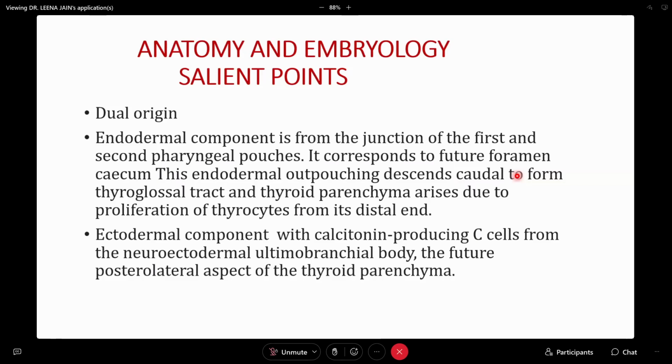It is the future foramen cecum, which is the origin of the thyroglossal duct. When the thyroglossal duct persists, it is a tract running from the foramen cecum to the isthmus of the thyroid gland. The other component constitutes the majority of the calcitonin-producing C cells, derived from the ultimobranchial body, and it forms the posterolateral aspect of the thyroid parenchyma.